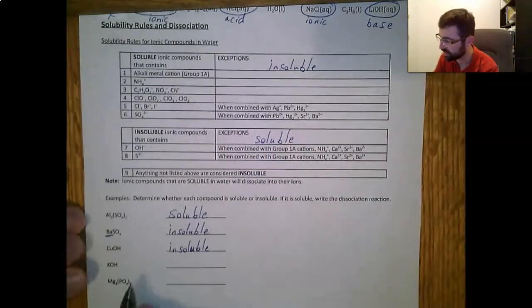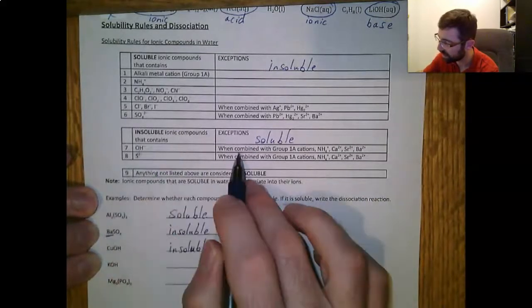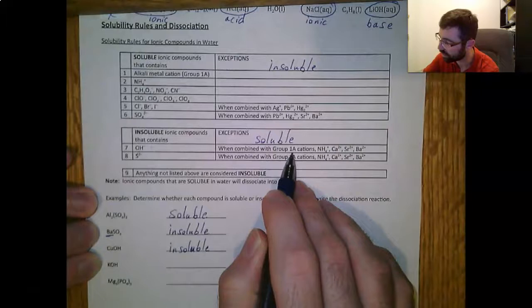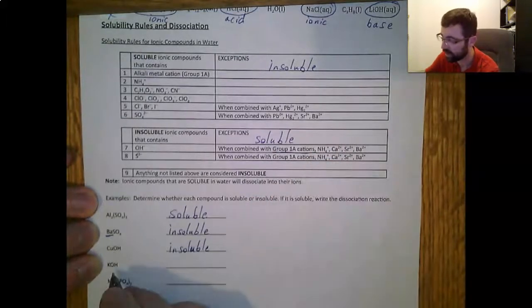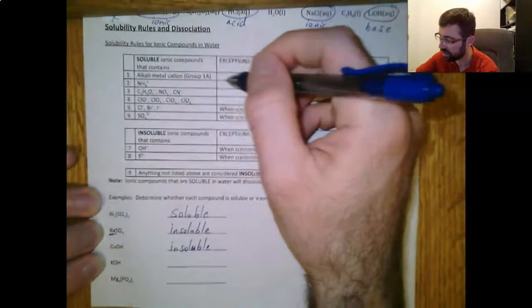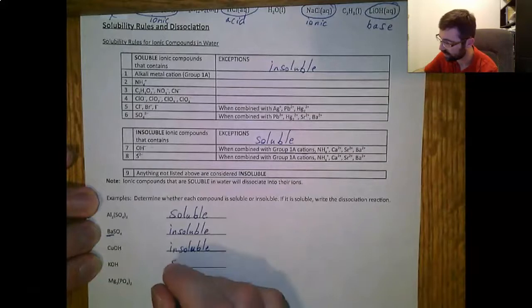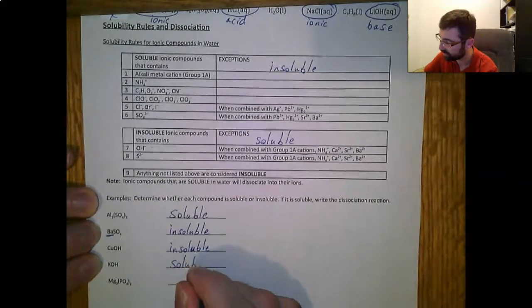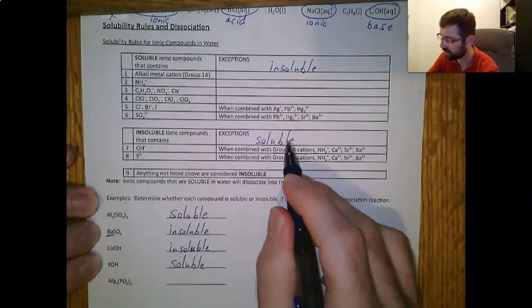All right, potassium hydroxide. So I've got hydroxide. Go over here. When combined with group 1A cations, well, potassium's in group 1A. Oh, I could have known that from up here. So because of rules 1 and 7, I know that this one is soluble, because 1A cations are an exception that make it soluble.